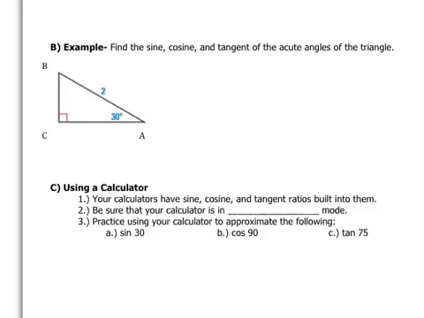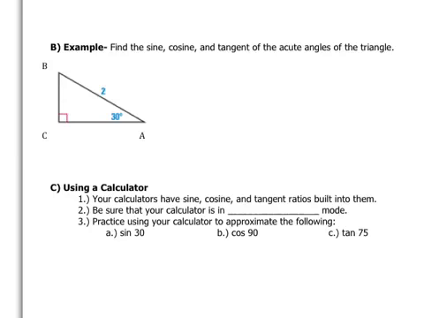Okay, so our next example asks us to find the sine, cosine, and tangent of the acute angles of the triangle. My first question is, what angles are the acute angles of this triangle? Nolan? Okay, angles A and B. Obviously, C is the right angle, so that's not acute. The other two must be.